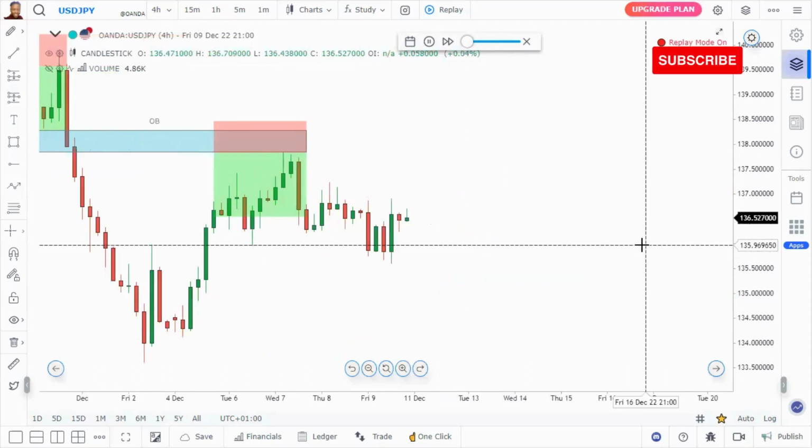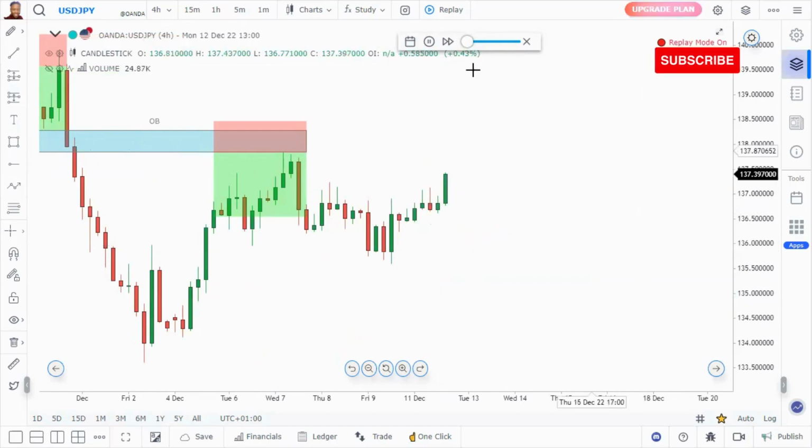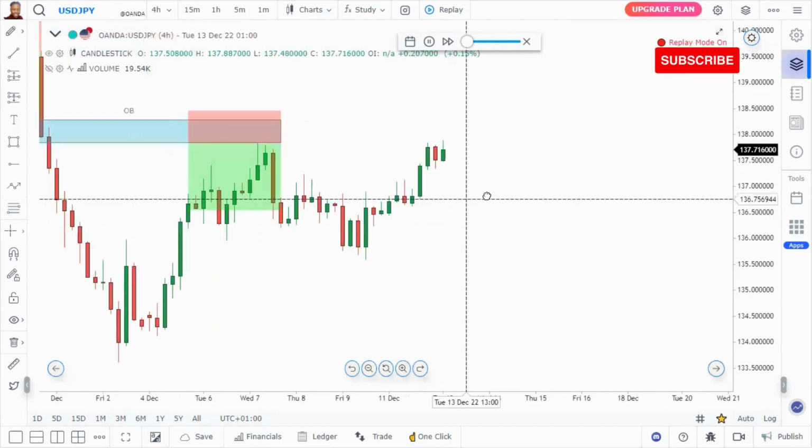Banks do this all the time. They have to take your money to make money. So it's your choice if you want to give it to them or not.